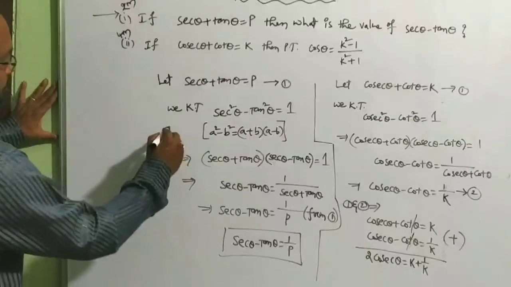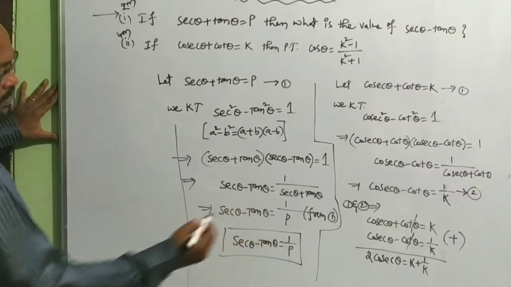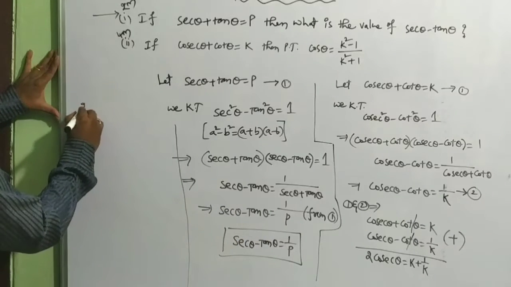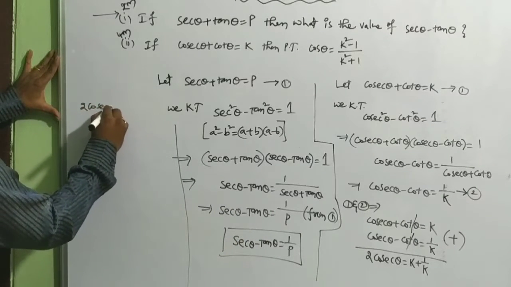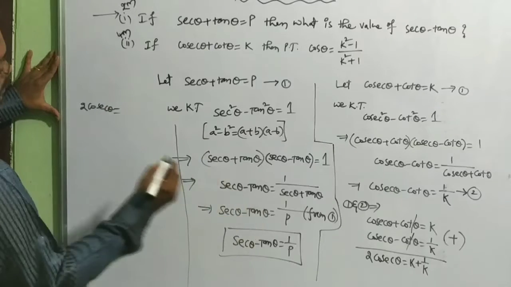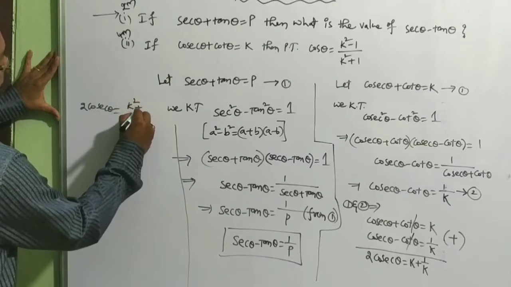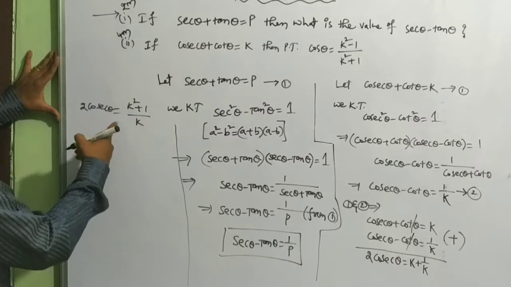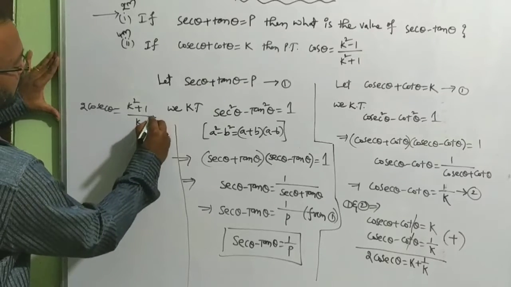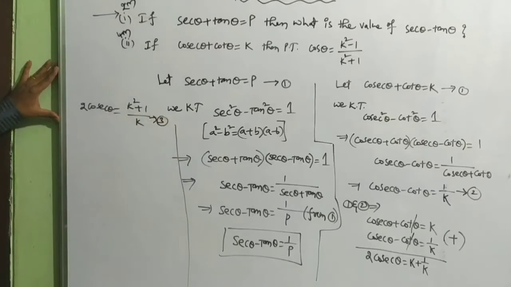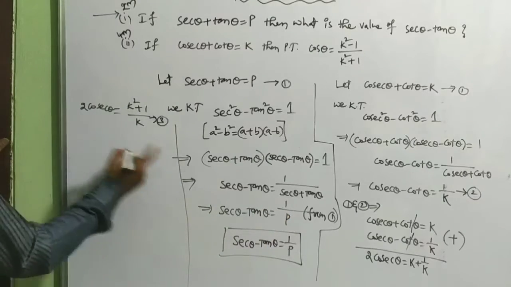Now, this one, 2 cosec theta is equal to, what we can get here? k square plus 1 by k. Take this as equation number 3. Now, take one more time the equation.